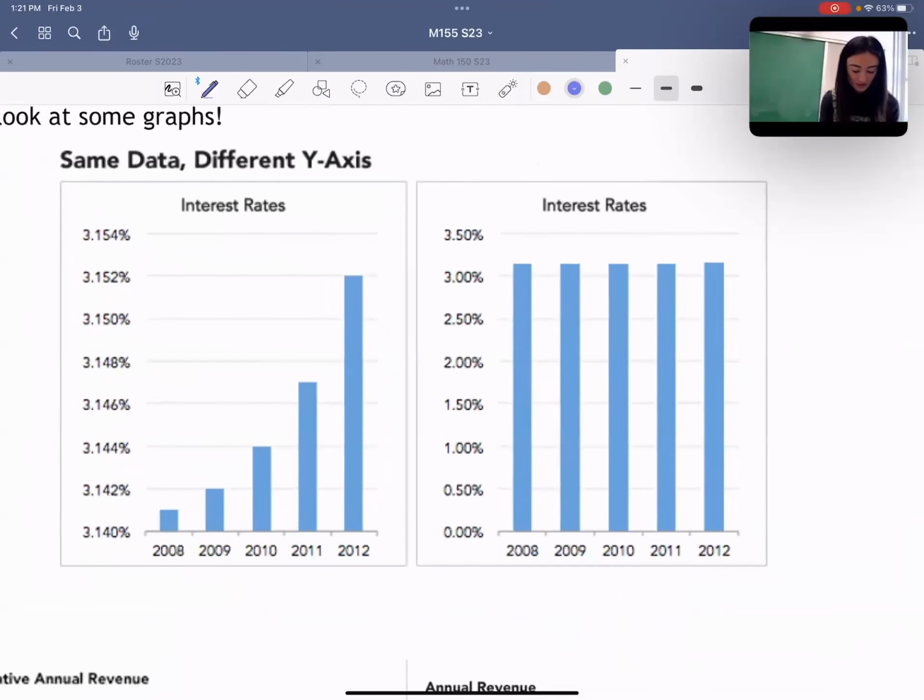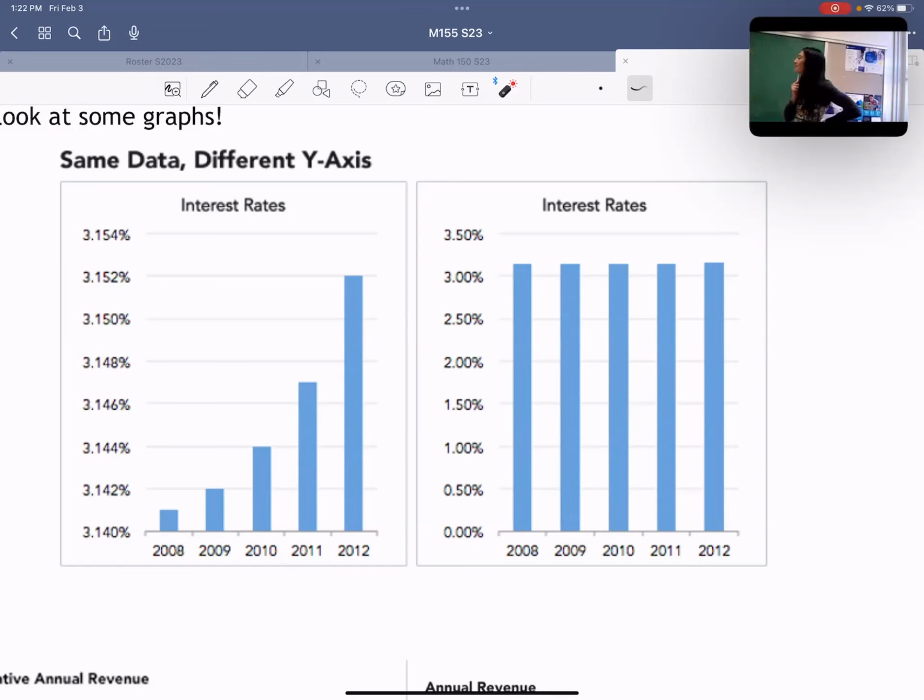All right, here are two graphs. They show the interest rates of this company, or not of this company, interest rates in general. The graph on the left looks like it's going up. The graph on the right looks like it's about steady. What if I told you that these two graphs come from the same data set? So same data, they're just represented different ways. What's the difference between these two graphs?